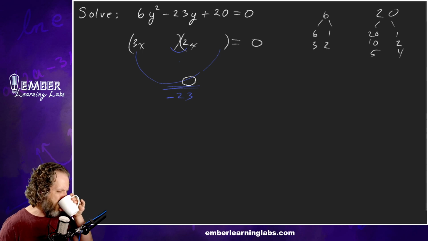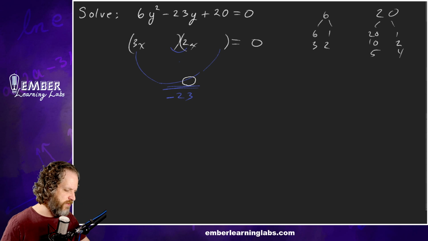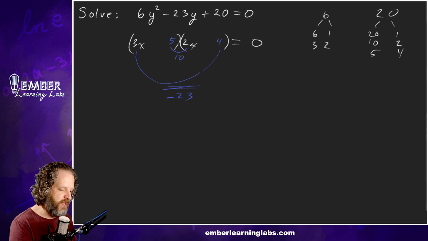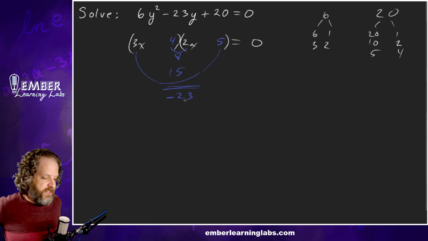So let's do 5 and 4. 5 and 4. 5 times 2 is 10. 3 times 4 is 12. Doesn't work. So what do we do before changing numbers? We switch the order. So let's do 4 and 5. 4 and 5. 4 times 2 is 8. 3 times 5 is 15. Now we're getting closer. Let's think about that for a second.